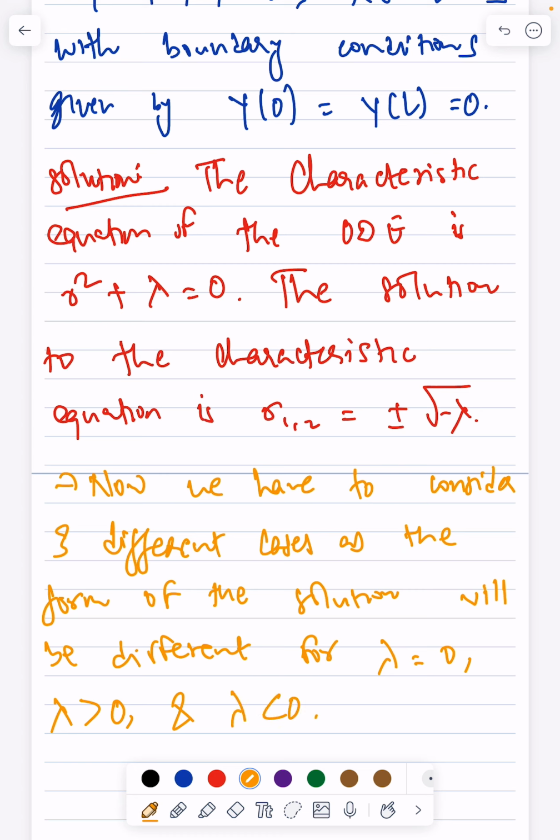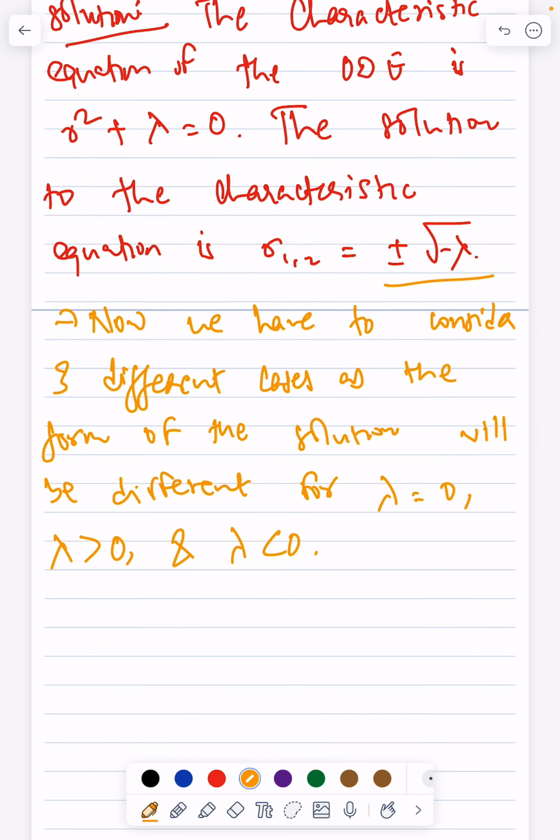So if lambda is 0, then we'll get a trivial solution. If lambda is less than 0, this is a real number, we'll get two real numbers and we'll have a different solution. And if lambda is greater than 0, then we'll get an imaginary number in here, so we'll have three different solutions, right? Now let's look at three different cases.